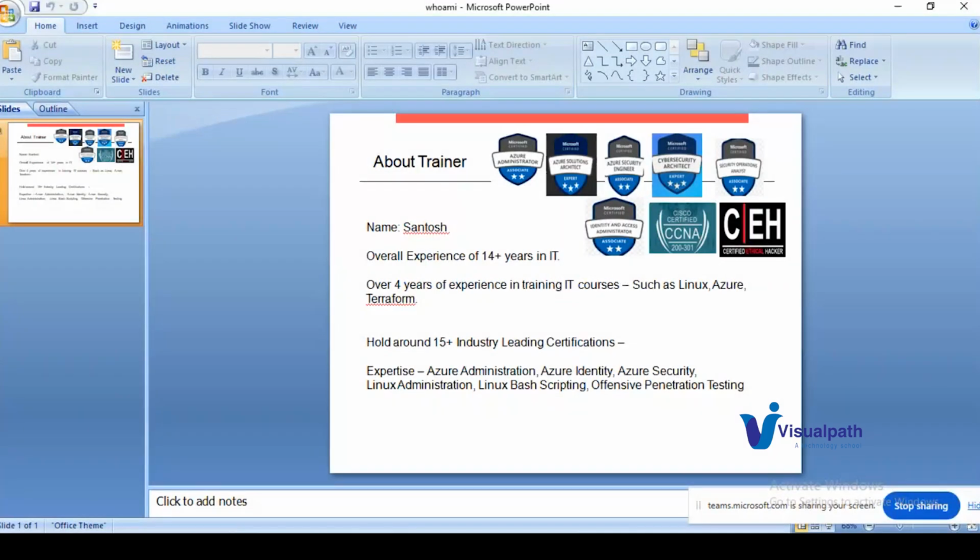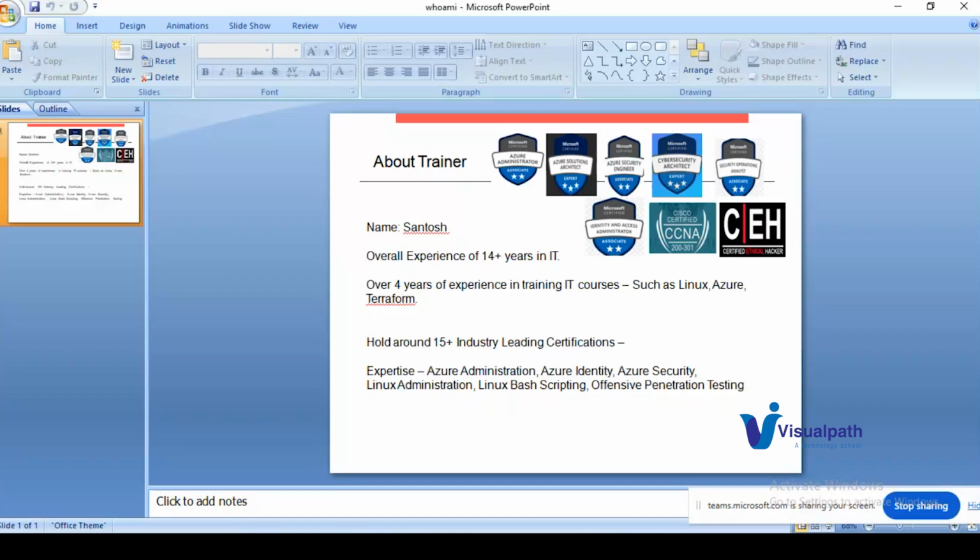Yeah, sure. So let me introduce myself and then we'll move on to the course content, the topics, etc. So my name is Santosh. Overall, I've got 14 plus years of experience in IT. I have 4 years of experience in training IT courses such as Linux, Azure, Terraform, predominantly Azure. I got 7 Azure certifications. I've got certification from other domains as well, cybersecurity, networking. So I hold around 15 plus industry leading certifications.